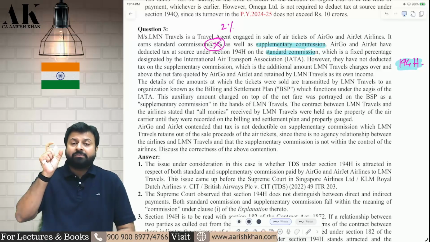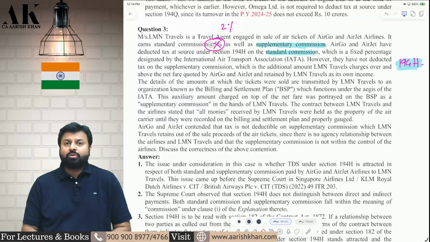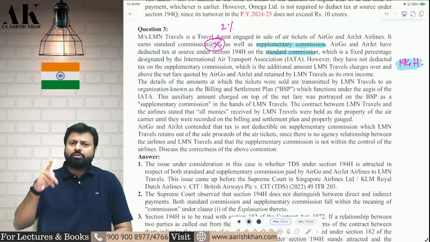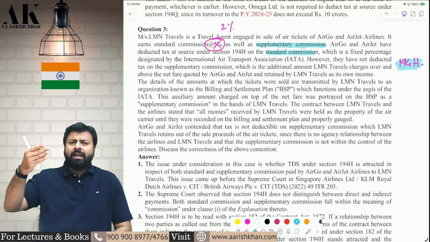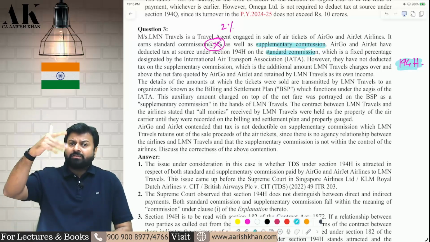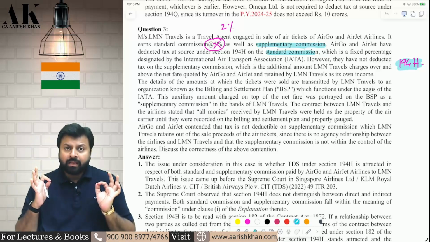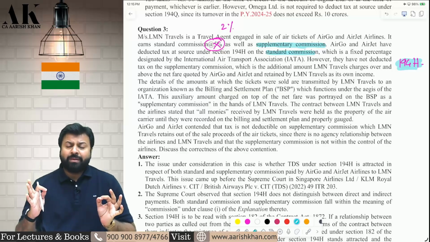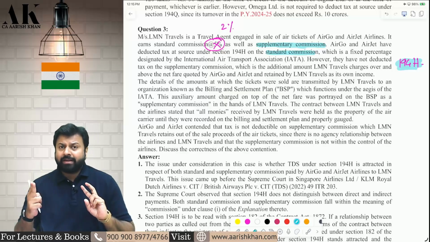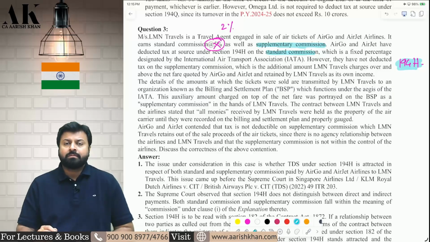Second is the difference between the price which is decided by the airline company and the price at which the tickets are sold. Suppose the airline company said that you should sell at 60,000. Now the air travel agent is selling for 70,000. So the 10,000 is the commission, supplementary commission. So the question over here is whether TDS under 194H will be applicable on both supplementary commission as well as the normal commission.